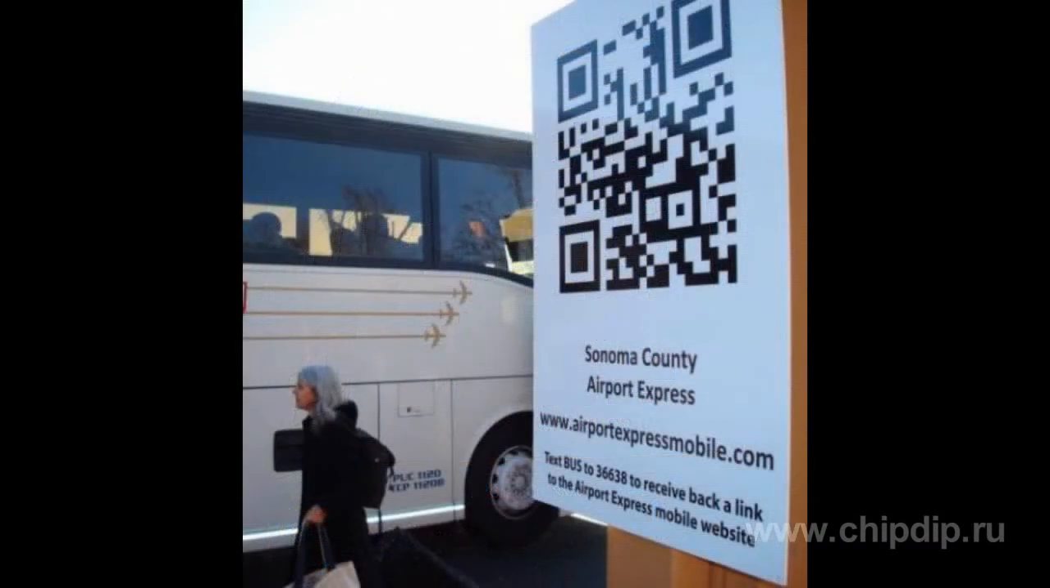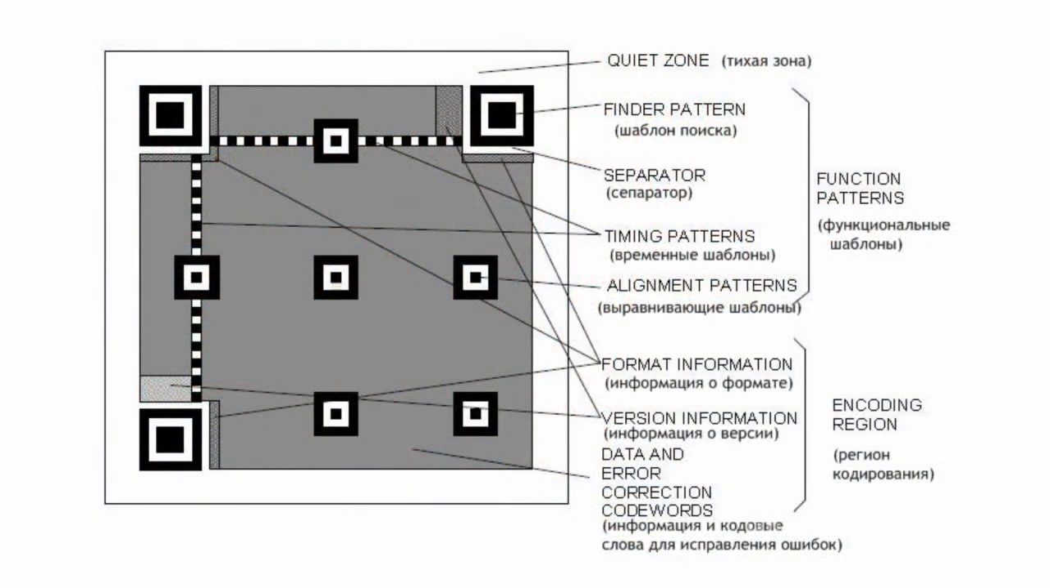Using two-dimensional codes, and specifically QR, much more information can be encoded. The maximum is up to 7,049 digits. Letters can also be encoded, including Cyrillic, up to 4,296 characters, or 2,953 bytes of information in a binary code.